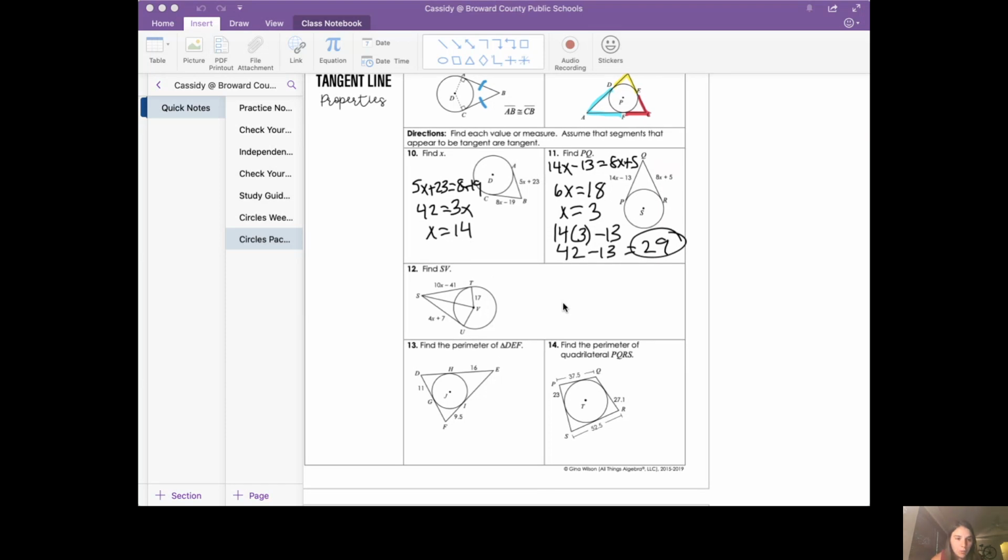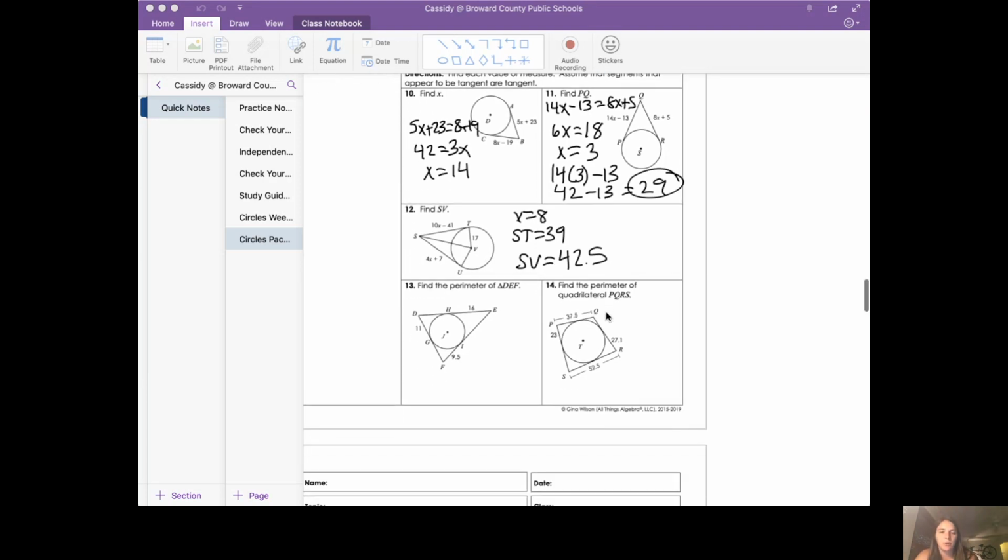You get x equals 8, in case you're wondering. ST is going to equal 39. Once you find that, we need to find SV. You're going to use the Pythagorean theorem and get SV equals 42.5. I'm not going to show you how to do that because it's not that important.